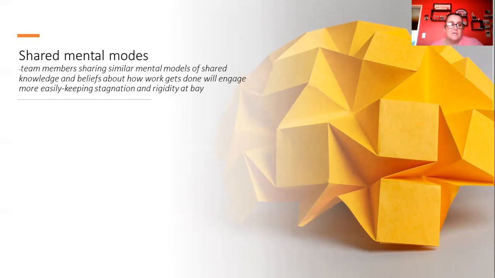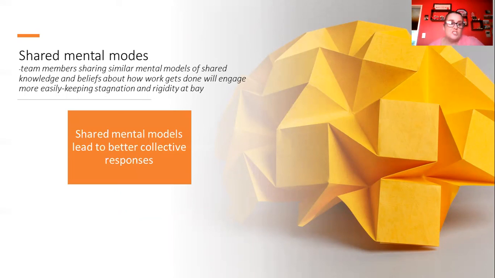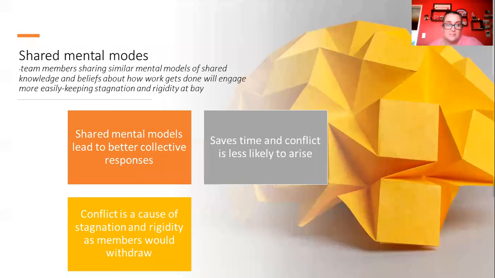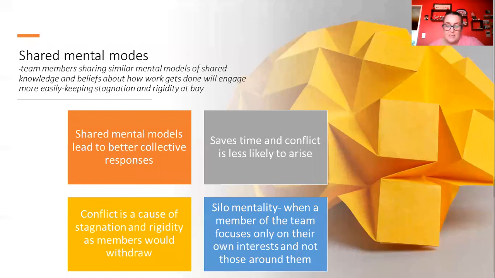Shared mental models. Team members who share similar mental models of shared knowledge and beliefs about how work gets done will engage more easily, keeping stagnation and rigidity at bay. Shared mental models lead to better collective responses. It saves time and conflict is less likely to arise. Conflict is a cause of stagnation and rigidity as members tend to withdraw. The silo mentality is when a member of the team focuses only on their own interests and not what is good for the team.